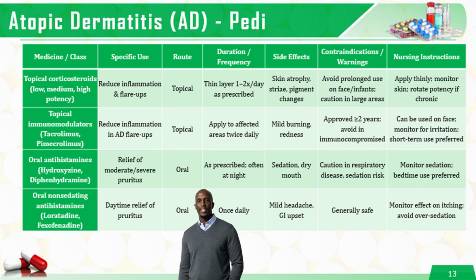Topical immunomodulators, including tacrolimus and pimecrolimus, are steroid-sparing agents for children 2 years and older. They can be used on the face and flexural areas.